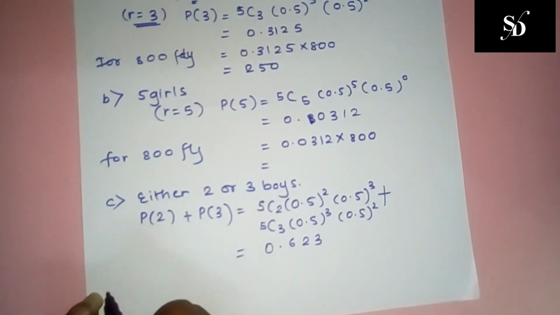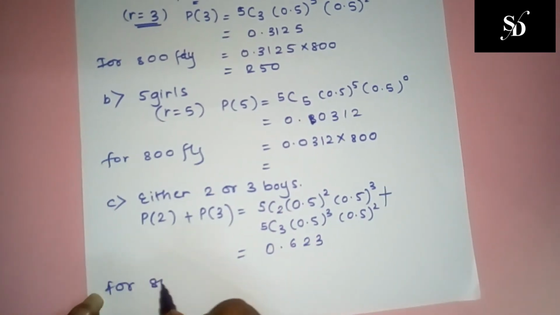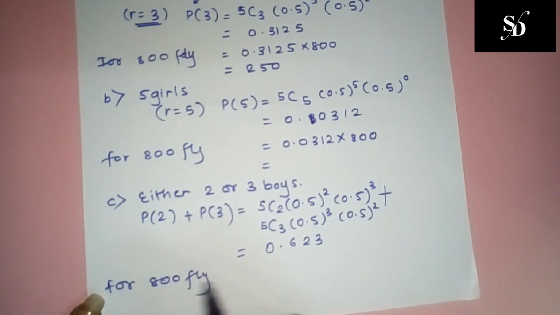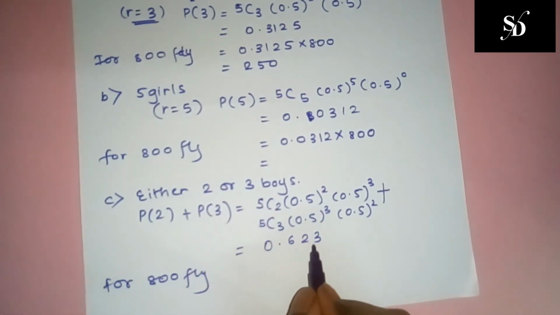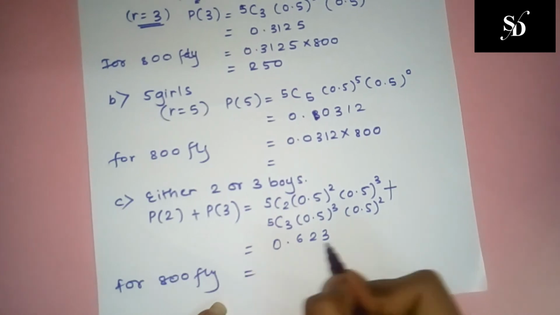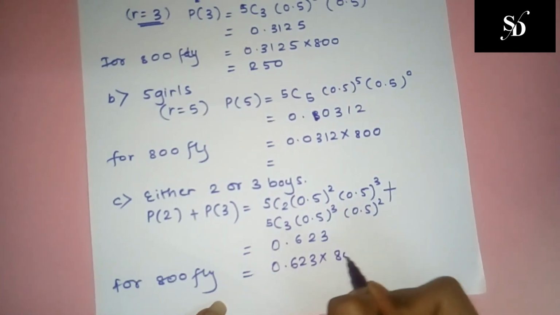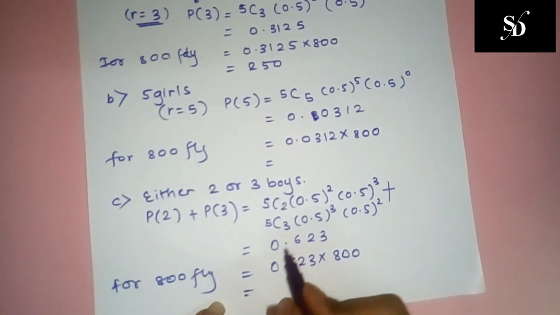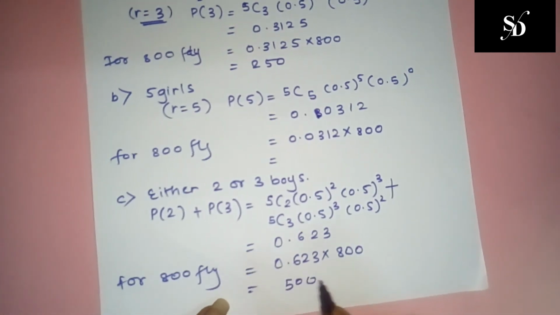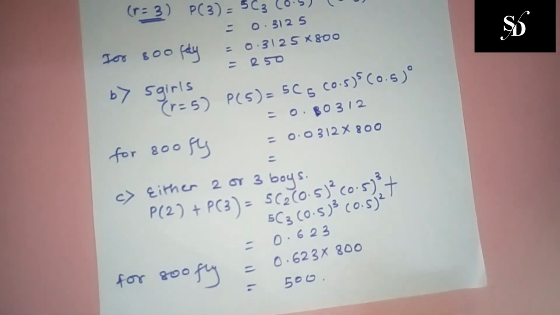Okay, now for 800 families. Now this we have solved for one particular family. For 800 families, we just have to multiply this by 800. 0.625 into 800. The answer is 500. So this is the final answer.